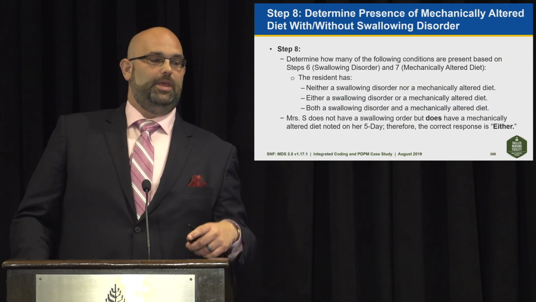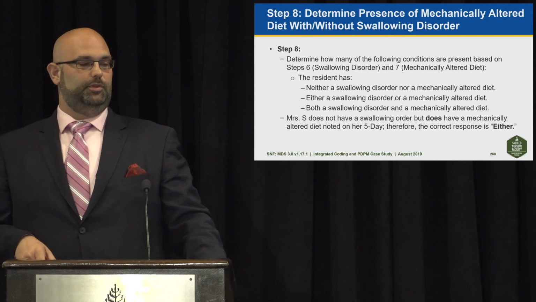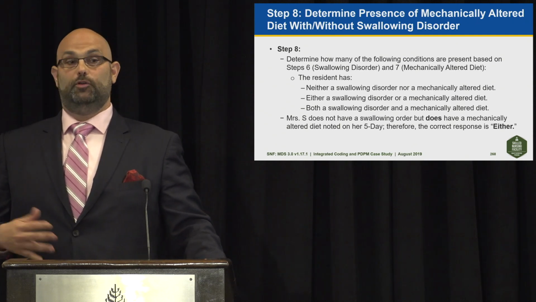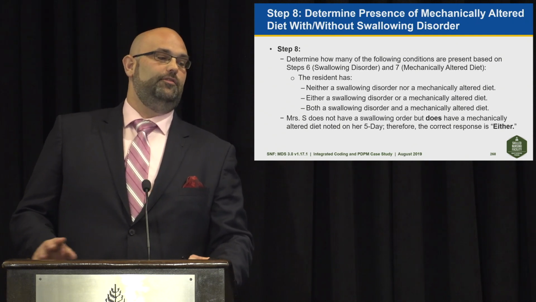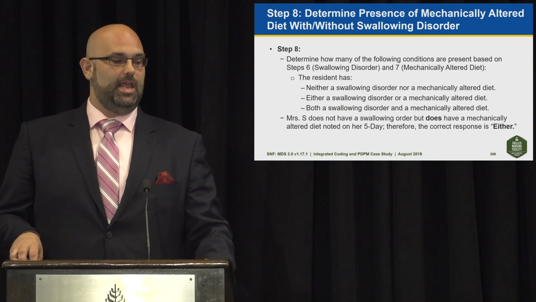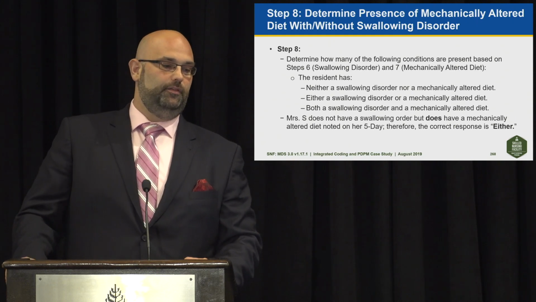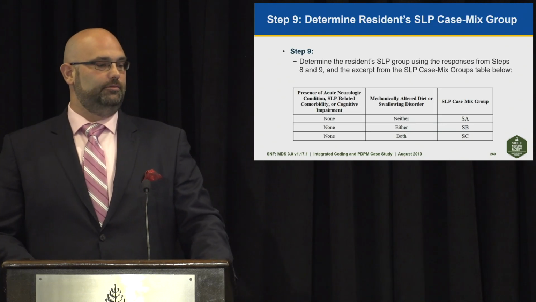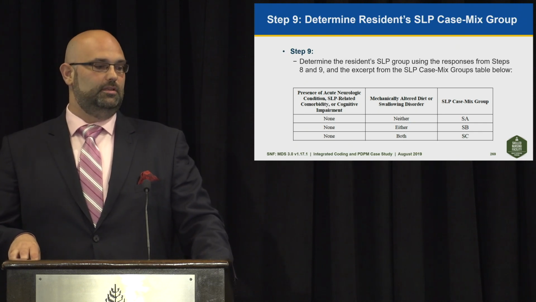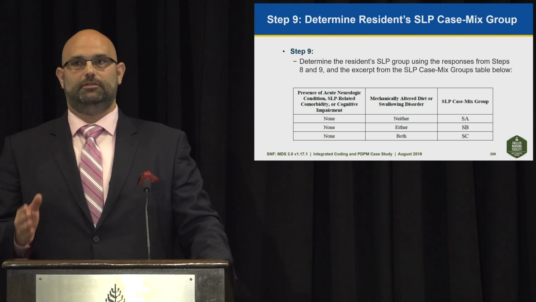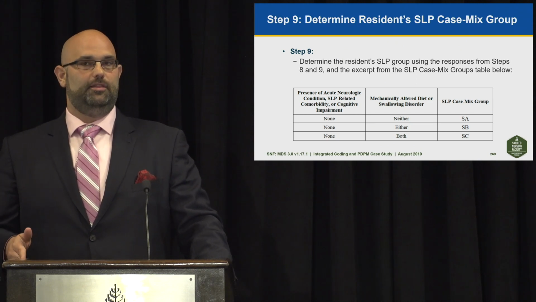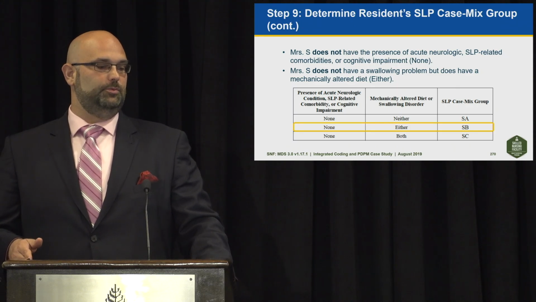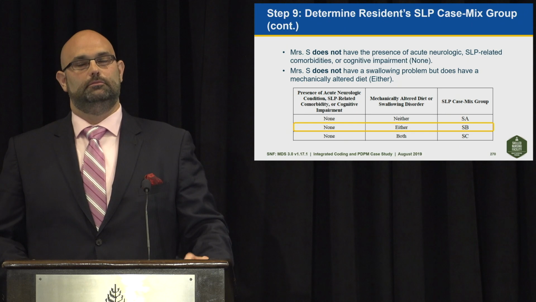Now we go to step 8, which is to look at those 2 criteria in concert with each other to determine whether neither of them was present, either of them was present, or they were both present. Here we see that even though Mrs. S does not have a swallowing disorder, she was on a mechanically altered diet, and therefore she would qualify for either. We go on to step 9, which is to take those 2 sets of criteria together. For the first one, there was no presence of an acute neurologic condition, comorbidity, or cognitive impairment, and then there was a mechanically altered diet, so she went into the either. And so ultimately, Mrs. S goes into group SB.